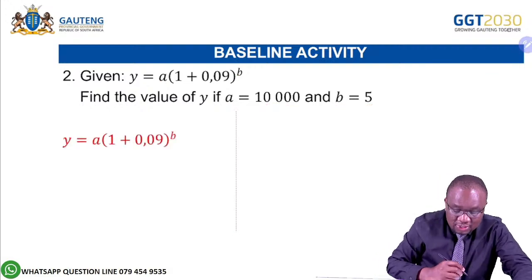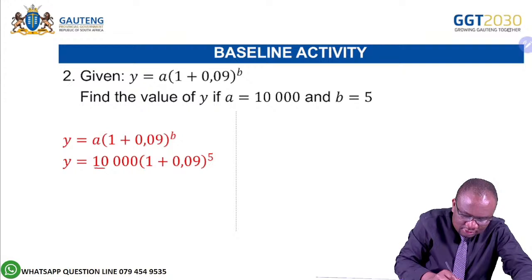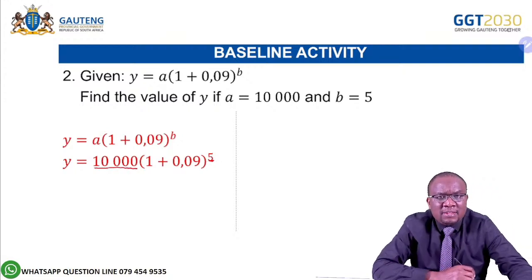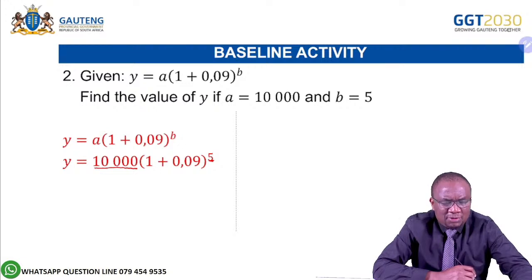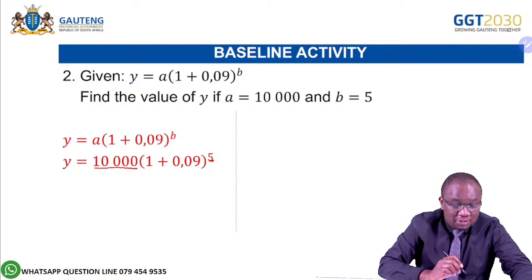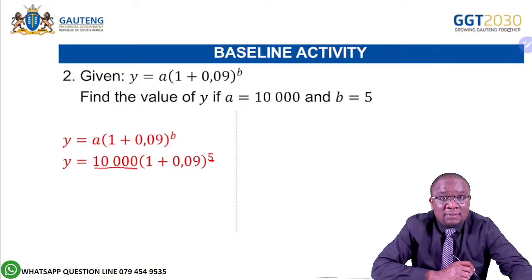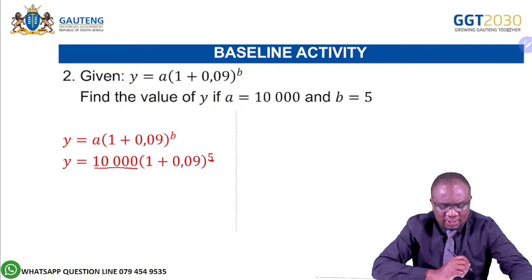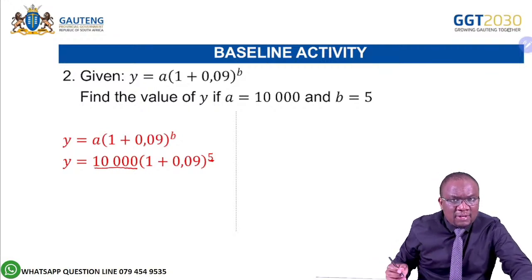And then you see that where there's A, we put 10,000 here, and where there's B, we've put 5. Then what do we do? We don't need to do a lot of things here. Just put this thing as it is into your calculator. Please use your calculators. We must get the same answer. You can try to do that.